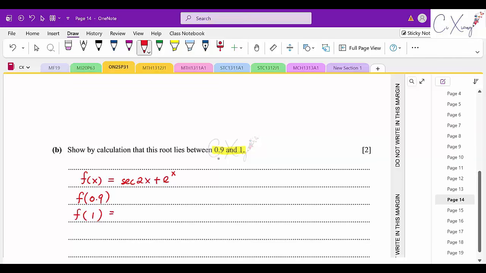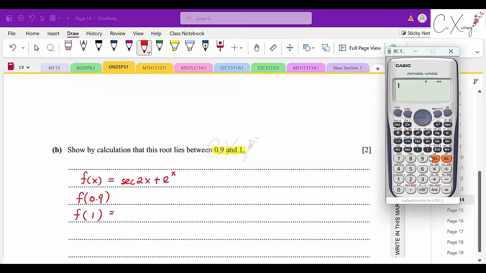Okay, so we can press calculator for this. Alright, so let's have a look here. Secant 2x means 1 over cos 2x. Alright, so I have to press 1, then cos, then 2x. Okay, wait me for a moment. Cos 2x. Right, so that's secant 2x, then plus e power x. So e power x.